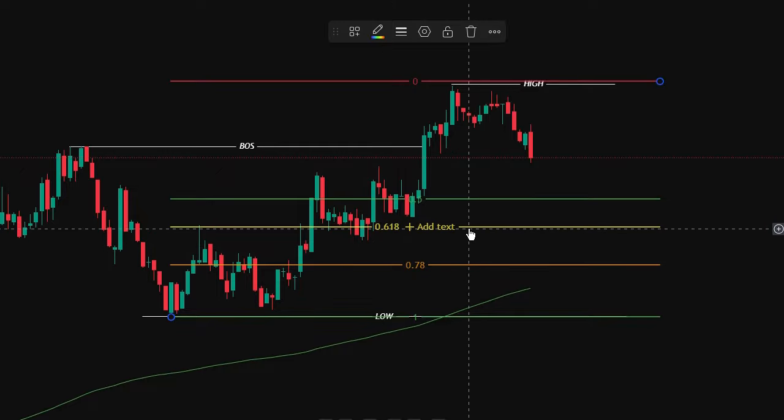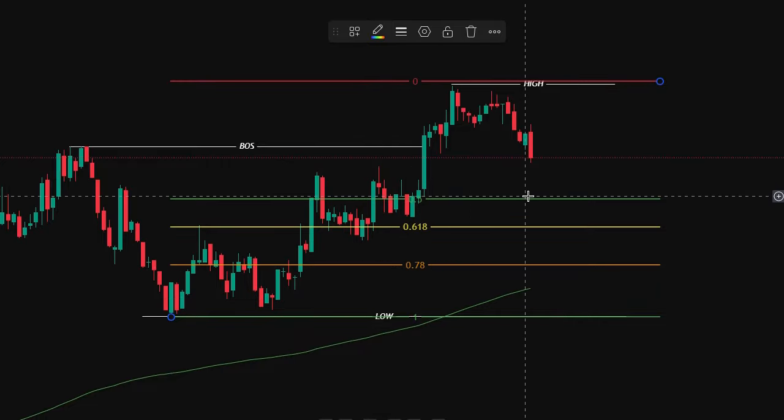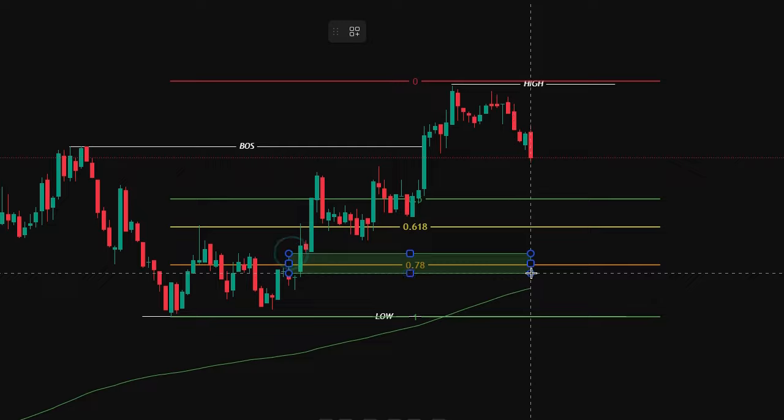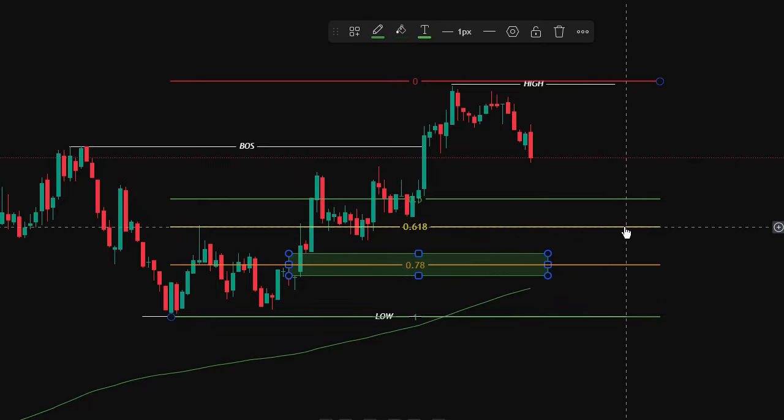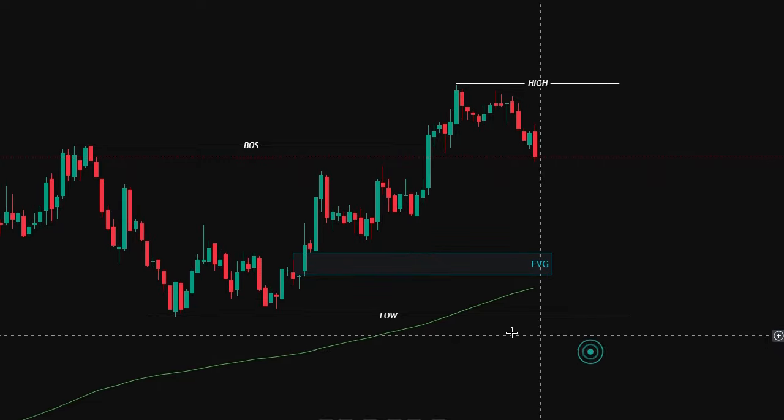So first of all we will find an FVG here. You can see 0.618, 0.778. We can find an imbalance zone here. So this is an FVG and imbalance zone. So this is an FVG we can find. First of all we mark it as an FVG. So this is what we found.